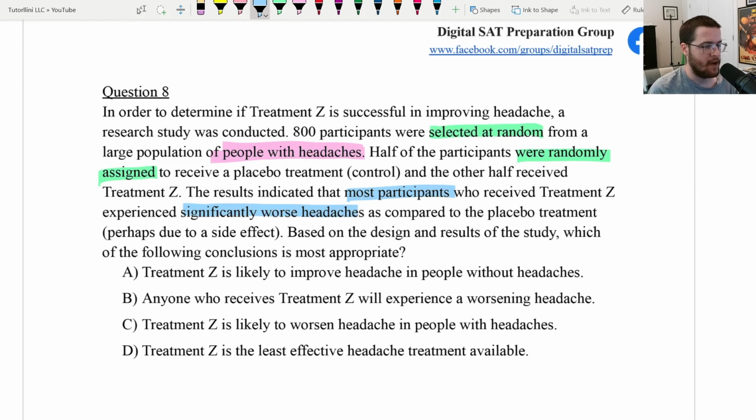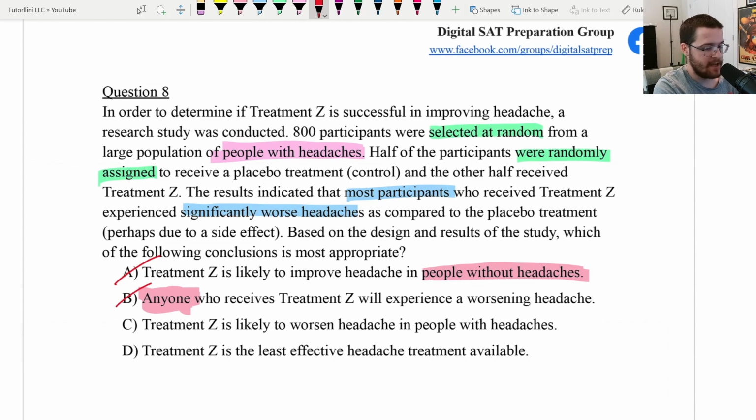Treatment Z. Okay, right away, I'm just going to check the populations. That seems like the easiest way to go about this. People without headaches, that's not our population. Our population is people with headaches. I don't even care what the rest of this is saying. It's wrong. This one says anyone. So that means people with headaches, people without headaches, etc. Again, it's not our population. Our population is just people with headaches. So that's out too.